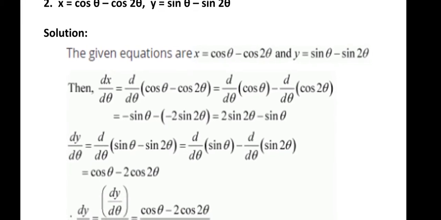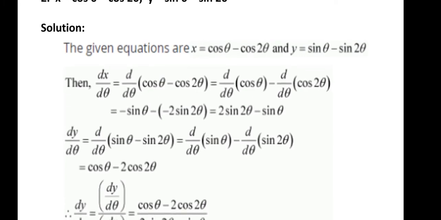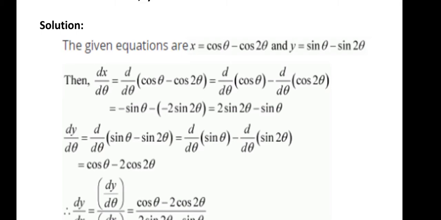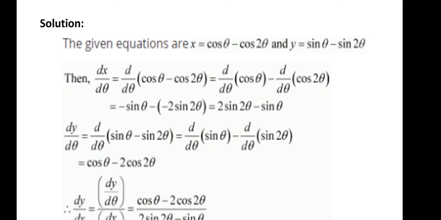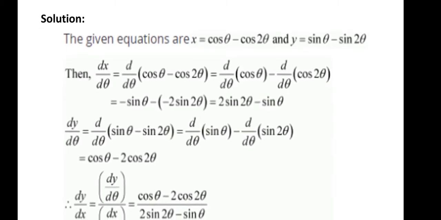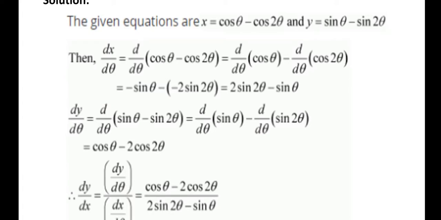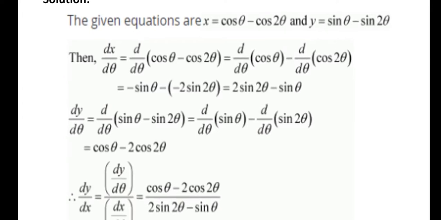d/d theta of cos theta is nothing but minus sin theta, and d/d theta of cos 2 theta is minus 2 sin 2 theta. I hope all of you know this. So it is 2 sin 2 theta, because minus minus gets cancelled and becomes plus, so it is 2 sin 2 theta minus sin theta. This is the answer for dx by d theta.